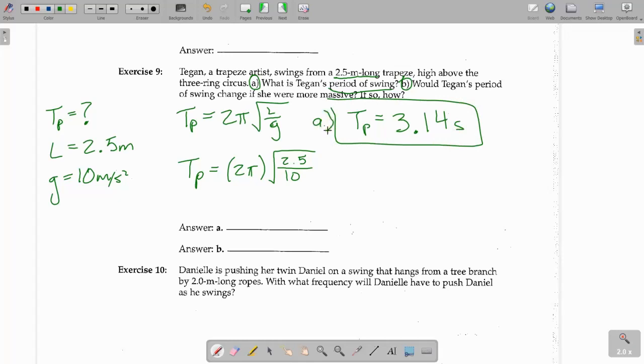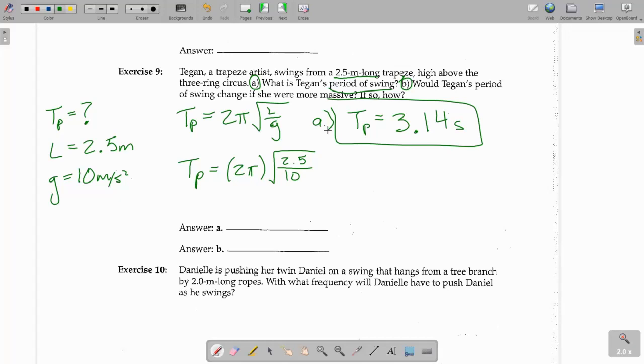And then for part B, I do want you to include this on your paper, so I'm just going to talk about it here, and that'll be kind of a way for me to know that you are actually watching the video and not just fast forwarding. But Tegan's period of swing, how would it change if Tegan was more massive? Meaning, like we changed the mass on a pendulum.